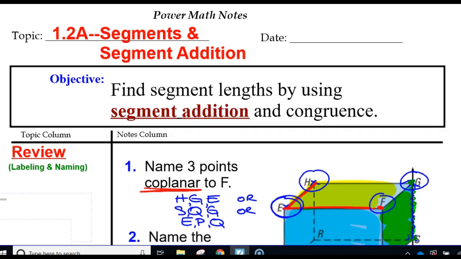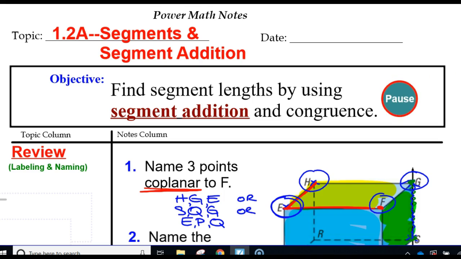All right, we're going to jump into the practice problems from 1.2a, segments and segment addition. Remember, our goal is to find segment length by using segment addition and congruence. We have already talked about the review and the new vocabulary in previous videos. And if you're ready to check some of your practice problems, we are going to jump into that.